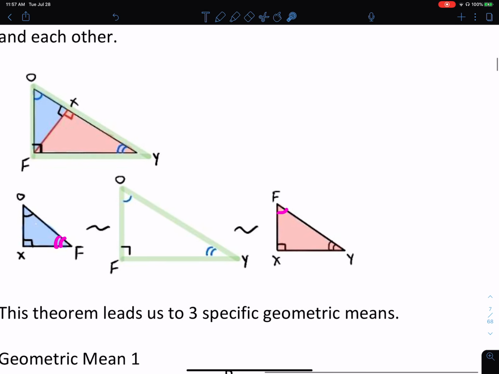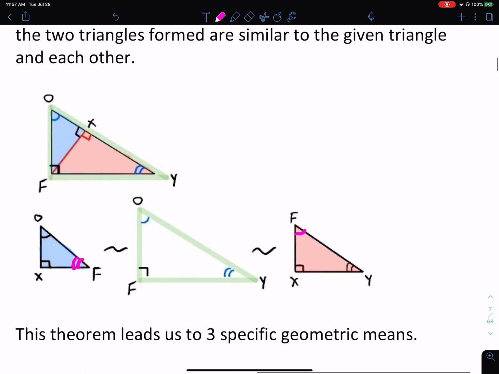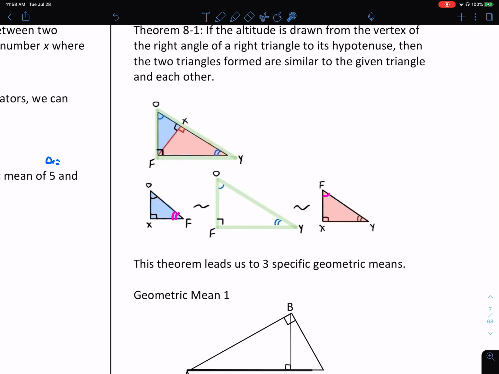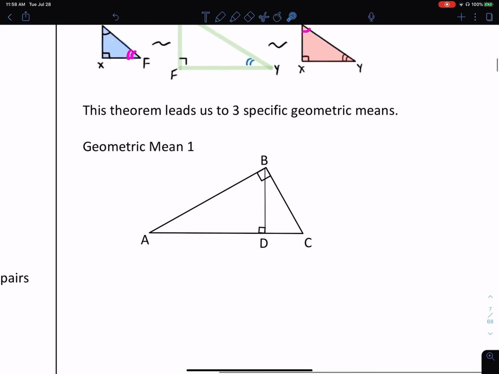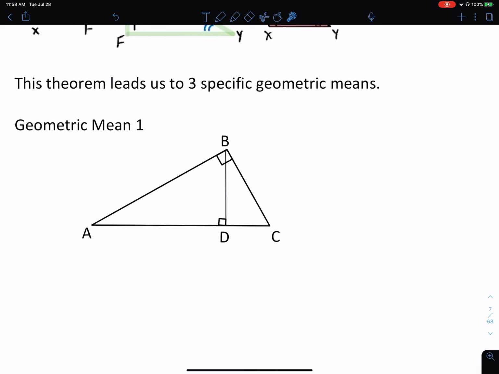Now, that being said, we can do things with this. For example, let's say that this we want to call A, this is B, and this is C, and this is D. Well, let's not get crazy. Let's not do that. We can make lots of different equations from these being similar triangles. And down here, we tried to break these apart in a logical way. The theorem that we just learned, 8.1, can lead us to three specific geometric means.